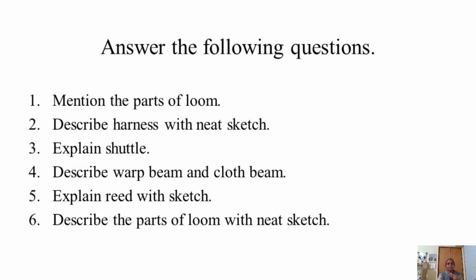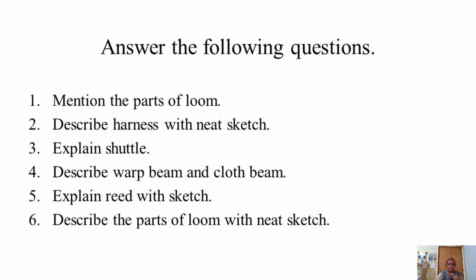So you are clear about what the parts of the loom are, that is, harness, heddle, reed, shuttle, cloth beam and the warp beam. These are the parts of the loom. You understood the parts and the functions of the loom. You have to answer the assessment questions.